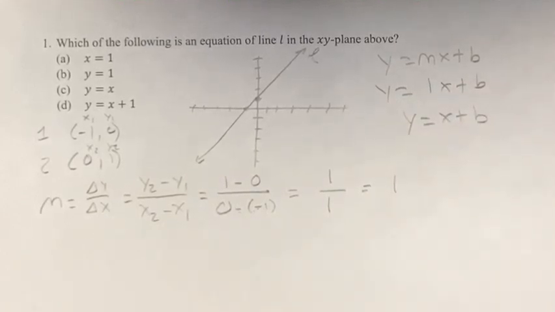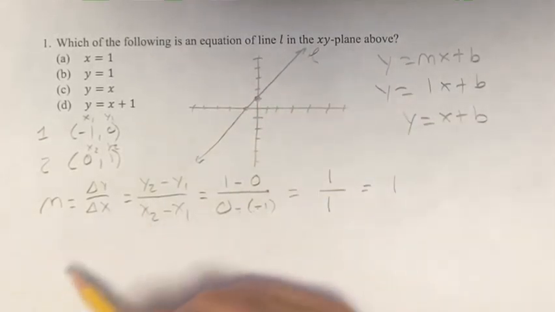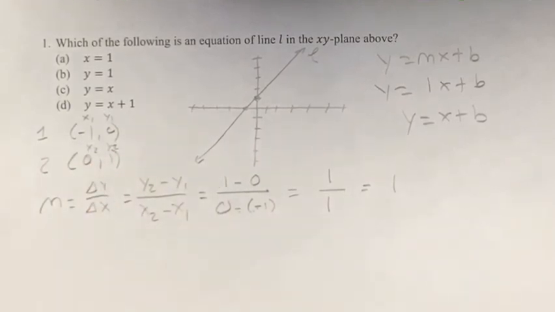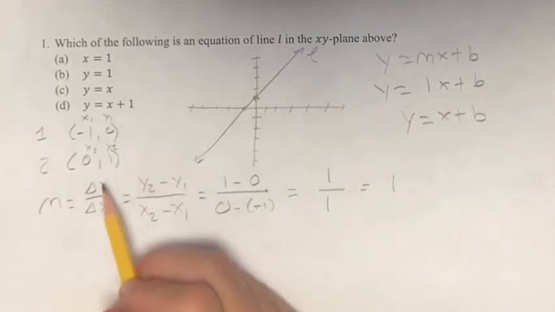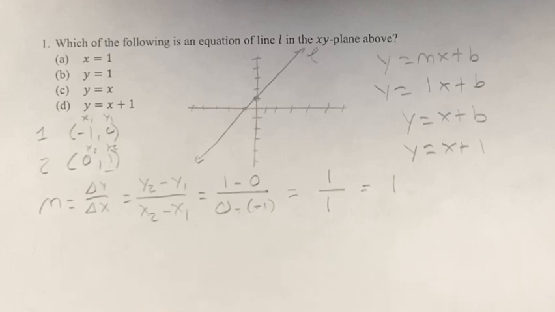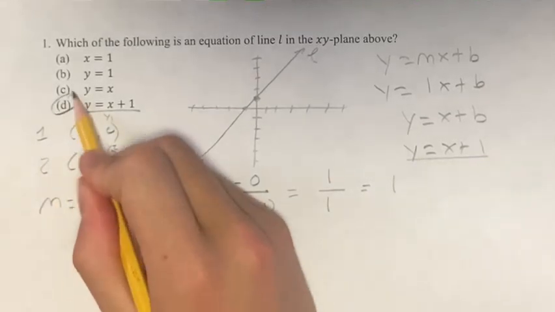And then we find the y-intercept is b, which is this point right here. It's where the line intersects with the y-axis, which is actually this point. We chose it as one of our points to find the slope. It's 0, 1, so the y-intercept is 1. y equals x plus 1. Which of the following is an equation of line L? y equals x plus 1, y equals x plus 1. D is going to be your final answer.